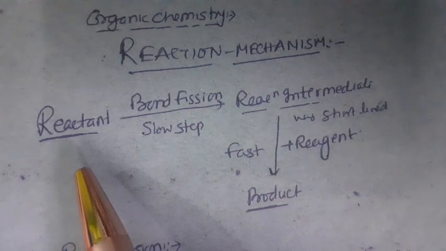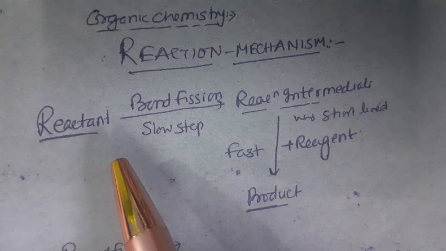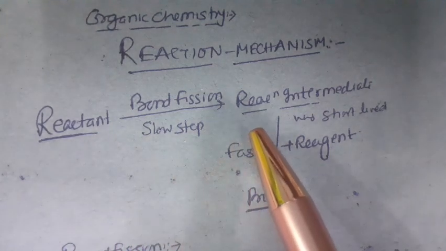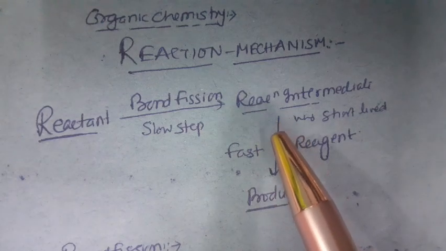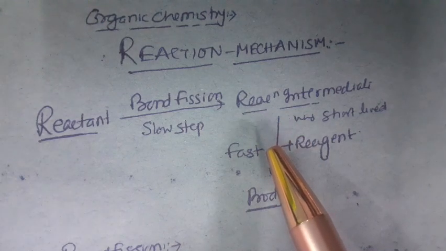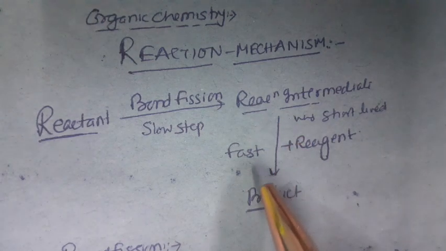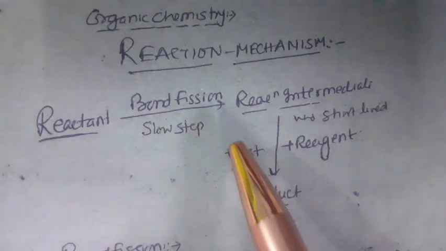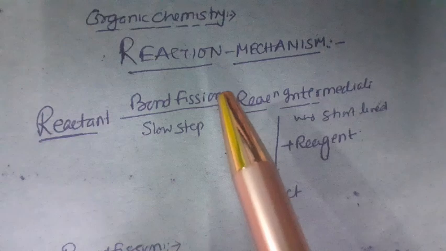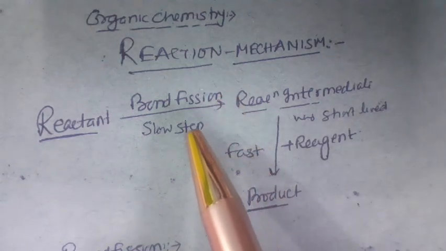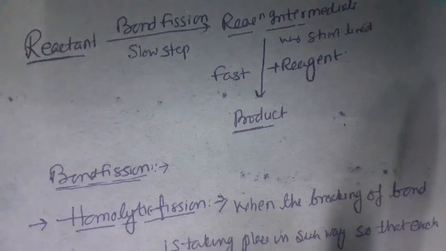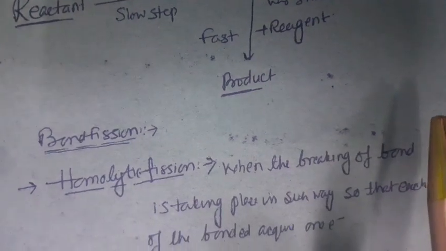The steps involving bond fission, which causes the formation of the reaction intermediate, and the interaction of the reaction intermediate with the reagent, causing the formation of product. The overall process is known as reaction mechanism. Now move on to the next topic, and the topic is bond fission.